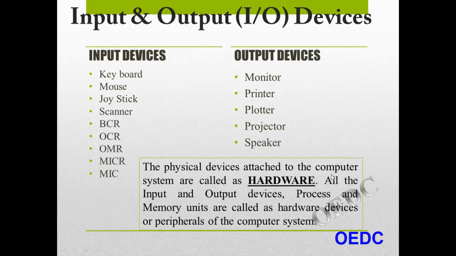The physical devices attached to the computer system are called hardware. All the input and output devices, keyboard and mouse and monitors, process and memory units are called hardware devices or peripherals of the computer system. These all are called peripherals or peripheral devices of the computer system.